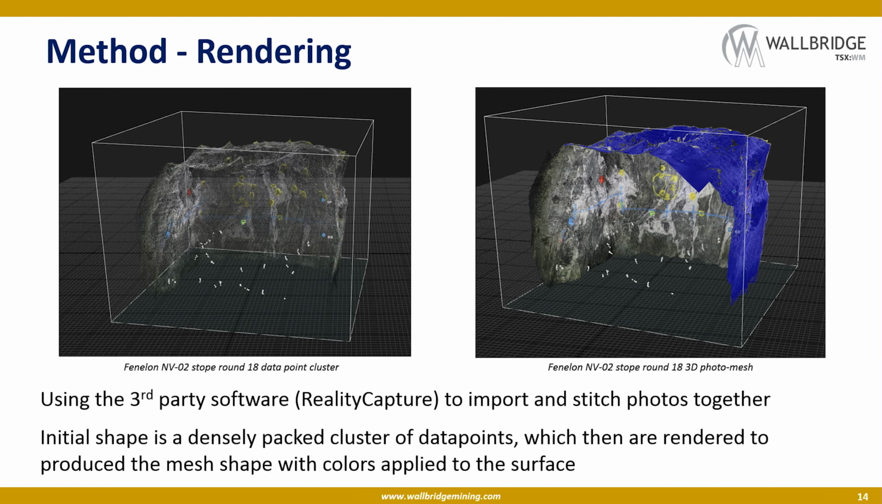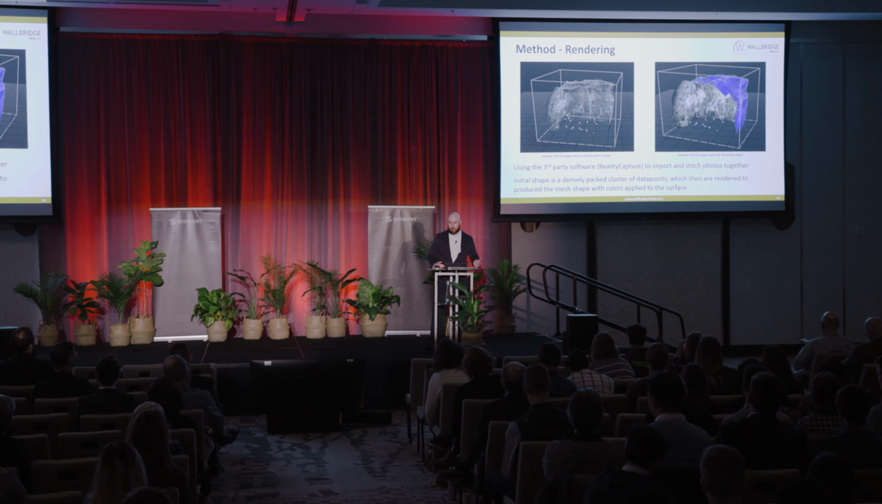Once back at surface, we would use a third-party software called Reality Capture. This would bring all of the photographs together and then stitch them into these 3D meshes. The 2 photos here are from one of the drifts that we developed during the bulk sample. Initially, what the program would do is form a cluster of data points that have the colors applied from the photos. Then once you're satisfied with how this looks, you can use the software to render this into a 3D shape. On the right-hand side is a fully formed mesh that has the color from the photographs applied to it. And as you can see, this looks kind of like what you would see in reality.